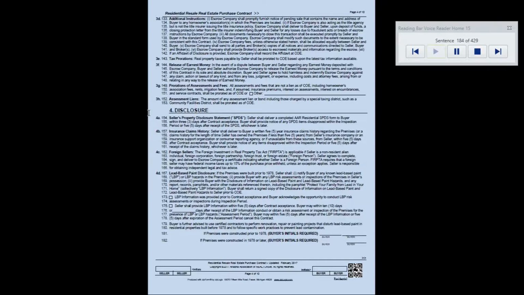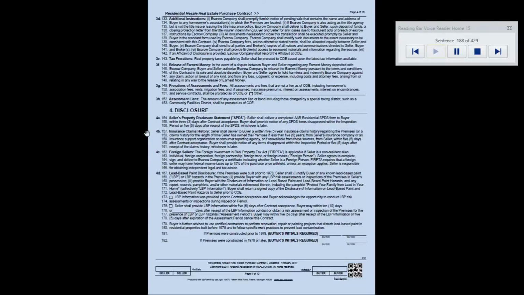4. Disclosure. 4A. Seller's Property Disclosure Statement, SPDS. Seller shall deliver a completed AAR residential SPDS form to the buyer within 3 days after contract acceptance. Buyer shall provide notice of any SPDS items disapproved within the inspection period or 5 days after receipt of the SPDS, whichever is later.